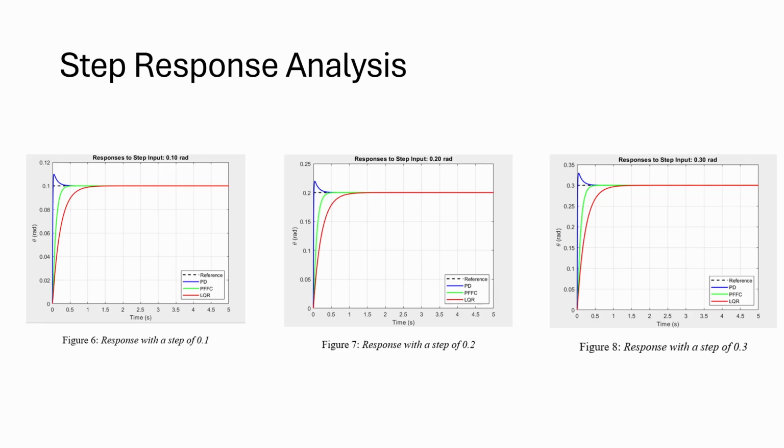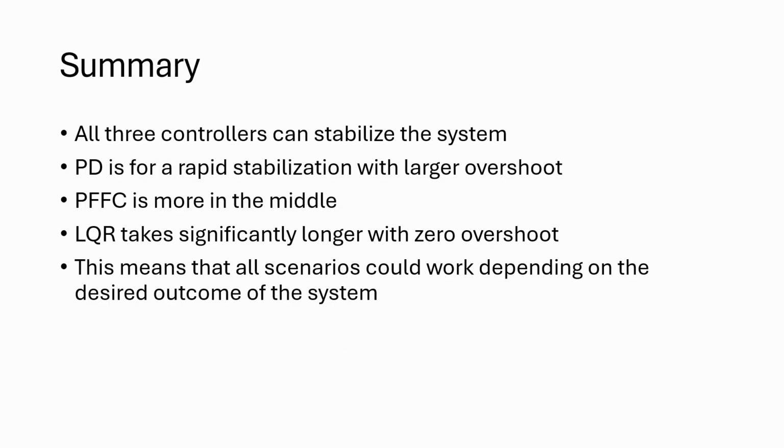So for a quick summary, all three controllers can stabilize the system. PD is good for rapid stabilization with larger overshoot. PFFC is more in the middle, so if you want to get there rapidly but with very minimal overshoot. LQR will take significantly longer to get there but with 0 overshoot. So depending on what you're looking for, the controllers will all be effective. It just depends on how much overshoot you want and how well within your parameters you want to fit.